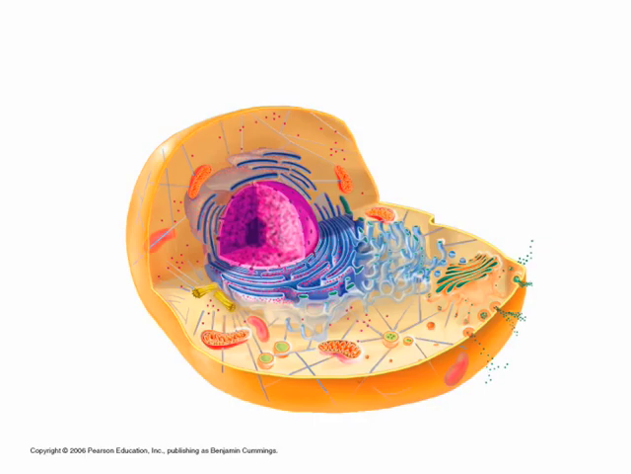This is a generic eukaryotic cell. As you look at it, the center structure that's in purple is going to be the nucleus. The outer membrane that's in yellow would be the plasma membrane. And then you can see various different organelles inside the cytoplasm.